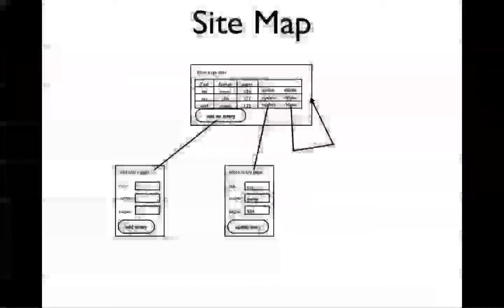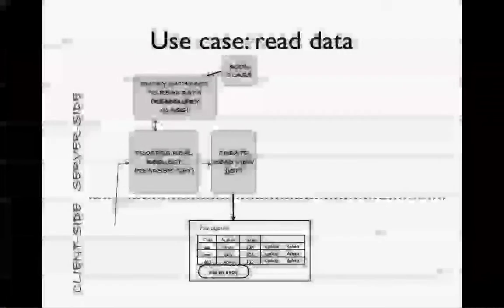If they clicked on Update, they go to an Update Entry page. They make adjustments as necessary, click Update Entry, and they go back to the table view again. Delete, as far as the user's concerned, simply displays the table again, but with one less record than was there before. Well, how are we going to accomplish that?